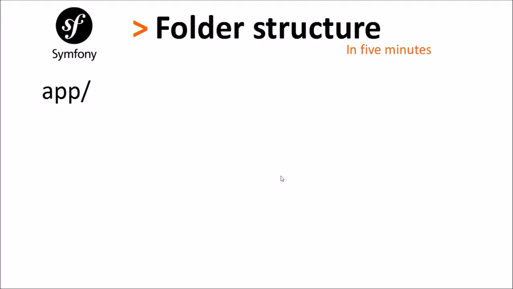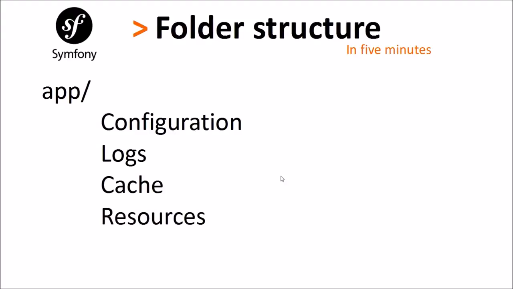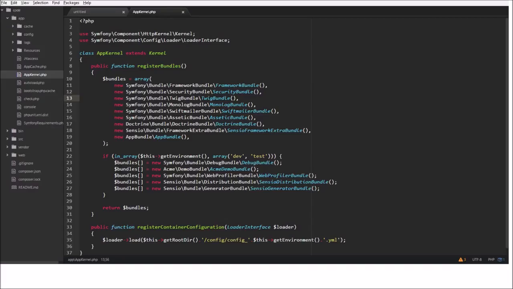In the app folder, you'll find configuration files, logs, cache, resources, and a resource is, for example, a template, a view, a macro, something that you want to share with the rest of your application. You'll also find Symfony's initialization code. Symfony's initialization code is in a file named appkernel.php. This file contains a list of the dependencies and third-party packages to load and initialize with Symfony.